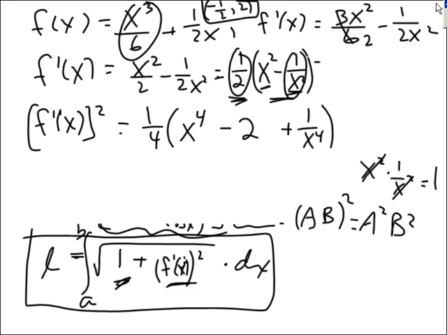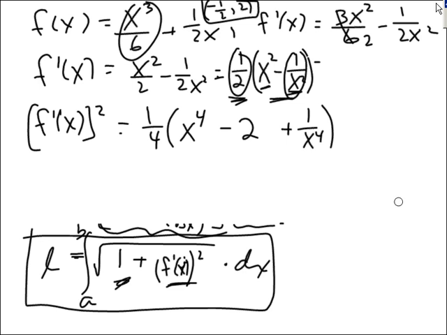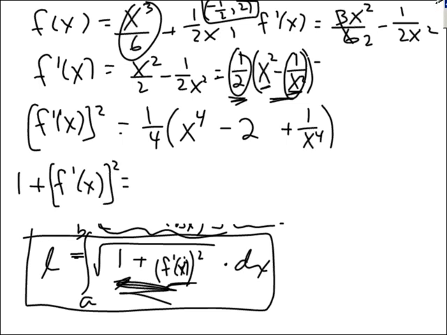Okay, we're getting closer. We have the derivative squared, but we don't really want that either. We want 1 plus the derivative squared. So let's calculate it. 1 plus f prime of x squared. Think of the 1 as 4 over 4, plus 1/4 times this mess.